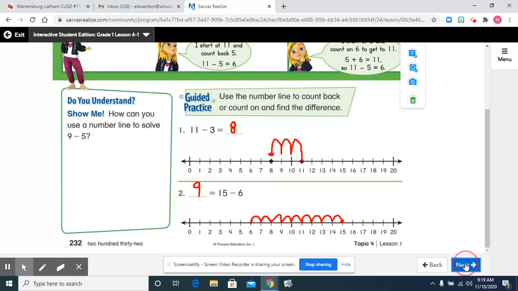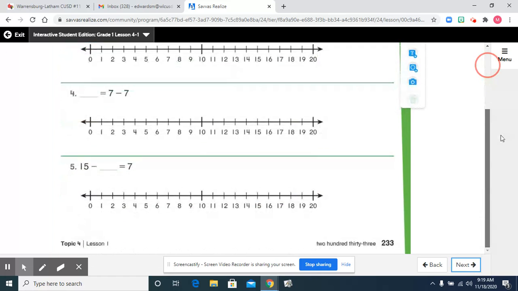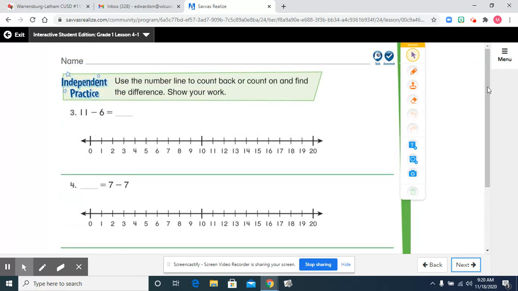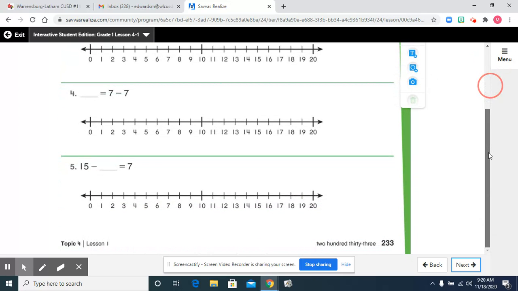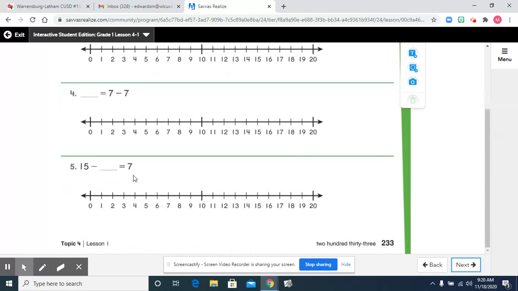Okay, if you're done with that page, just look at the next page. Your job is to do numbers 3, 4, and 5 on this page. Now, number 3 is just a normal problem. Number 4, they put the equal sign on the other side. Okay? And then in number 5, they get a little tricky. You're missing a number in the middle.